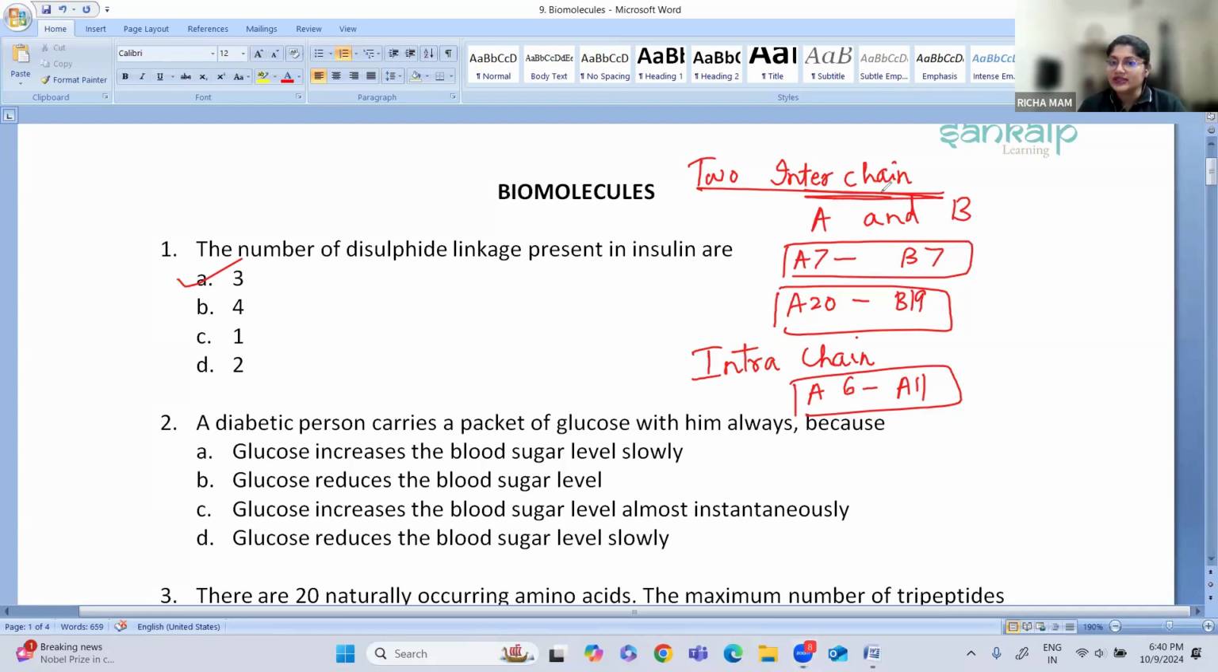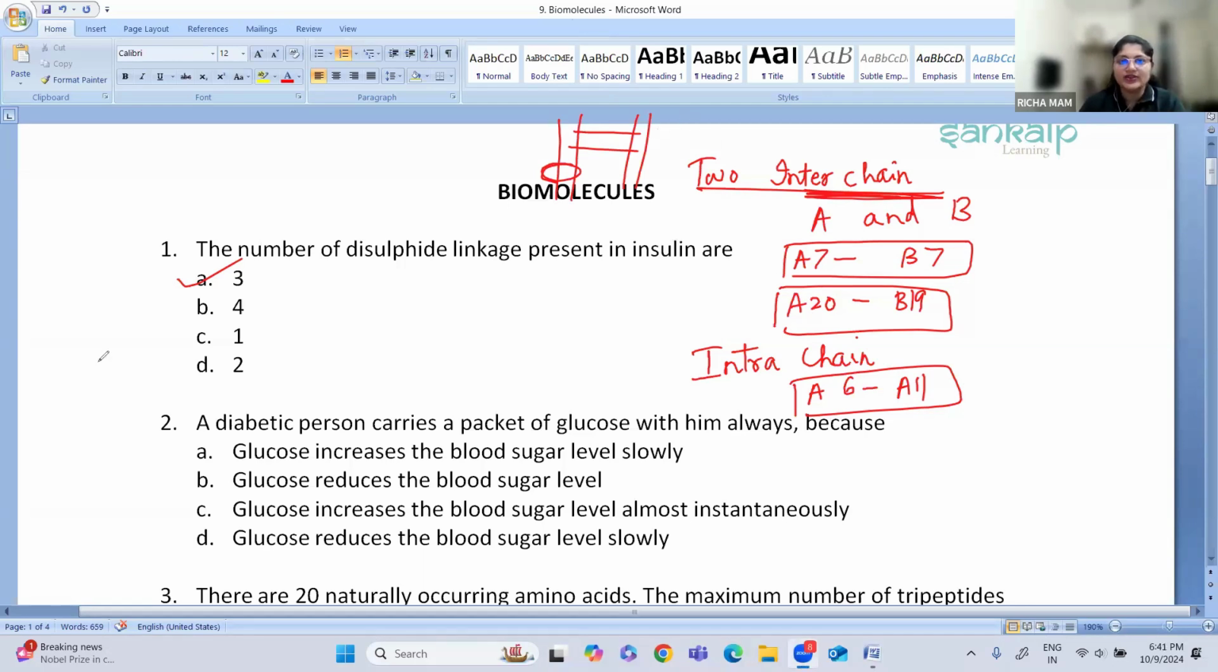There are two interchain. Interchain means between two polypeptide chains. There are two, and within the same polypeptide there is one. So this is the answer. Option number A is the answer. I hope it is clear. Yes, Lubna, is it clear? Okay, I will explain it again.